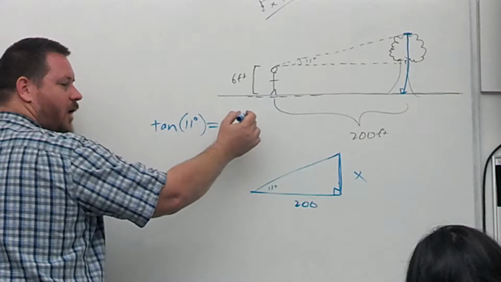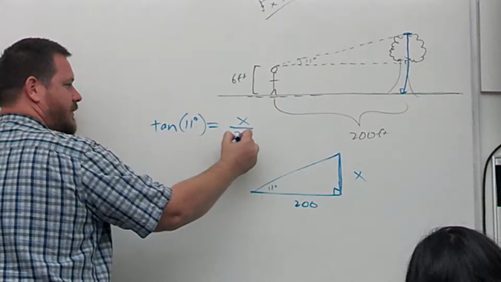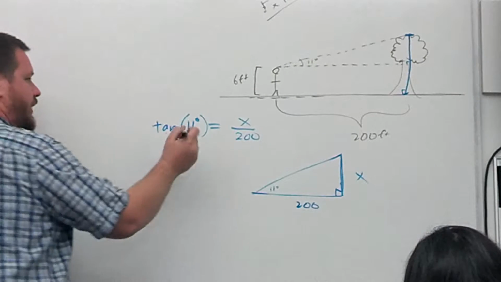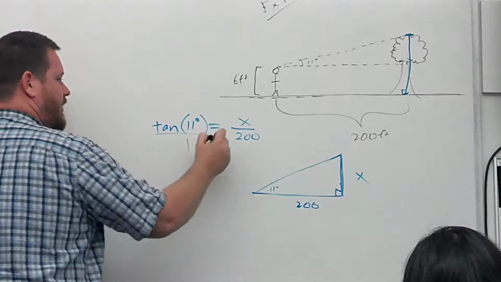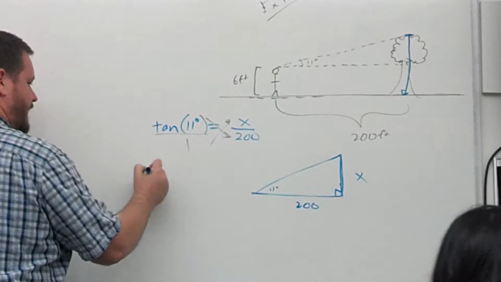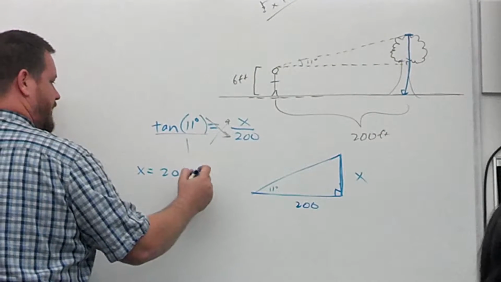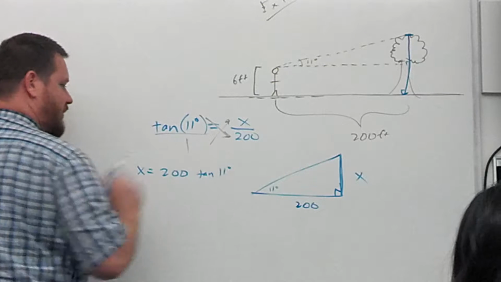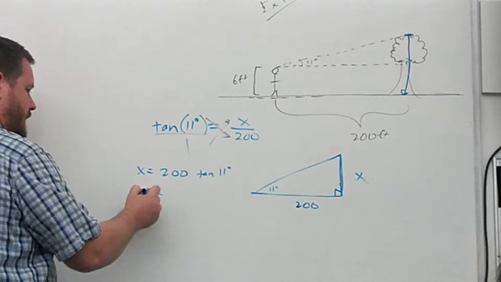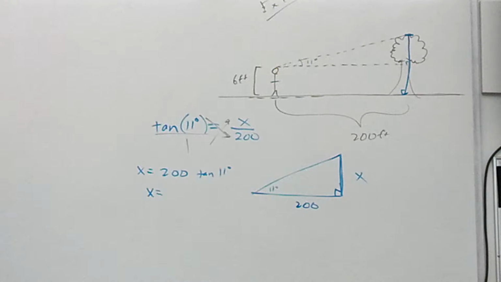The opposite is X, and the adjacent is 200. Now, I suggest you do it this way: just put a 1 here and cross multiply. So 1 times X is X equals 200 times the tangent of 11 degrees. Launch calculators. What's X? 38.